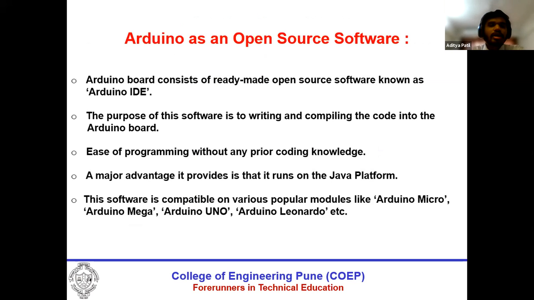Moving forward, let us look at Arduino as open source software. Arduino comes with an open source software known as Arduino IDE. IDE stands for Integrated Development Environment. The purpose of the software is to write and compile the code. It has the compiler and editor option in it. Arduino IDE is based on C and C++ languages, so it is very easy for programming without having any advanced programming knowledge.